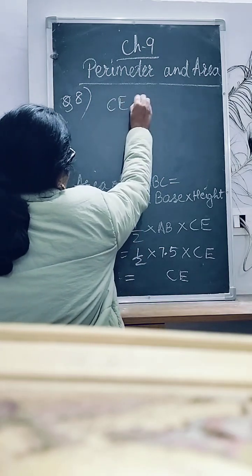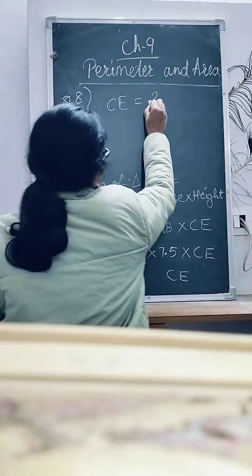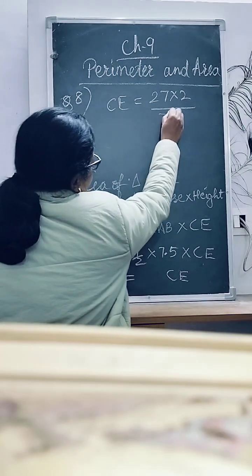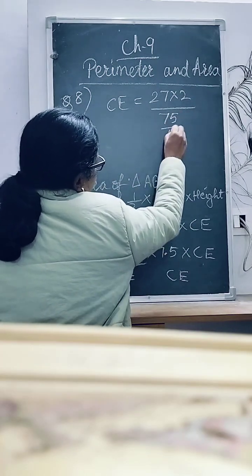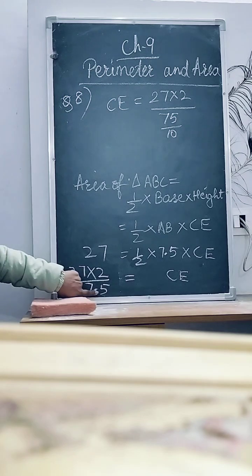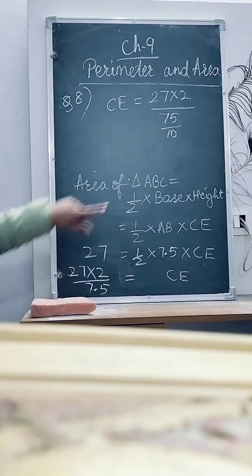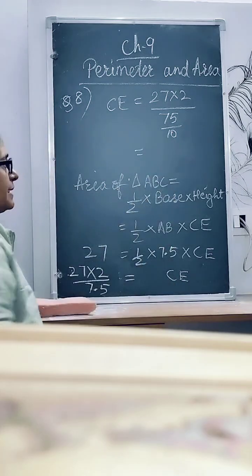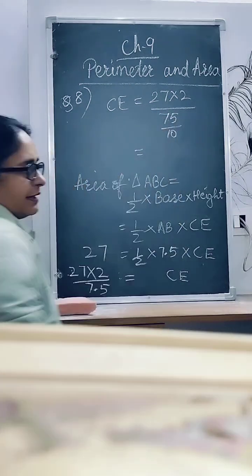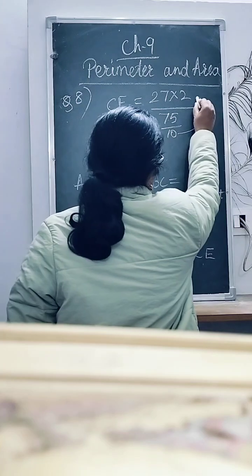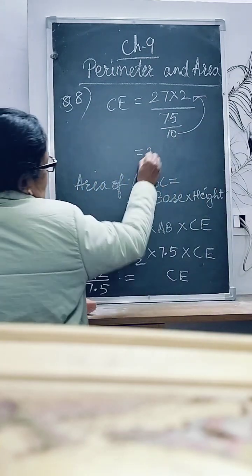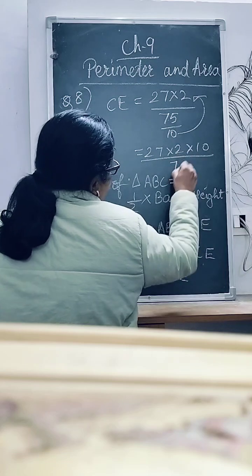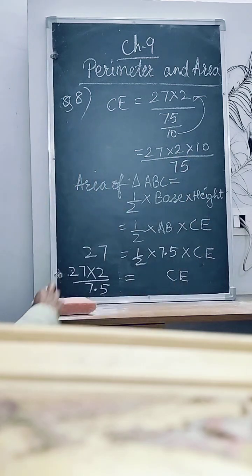Now let us find CE. So CE equals 27 into 2 upon 7.5. I am multiplying by 10 in the numerator and denominator. After the decimal in 7.5 we have one digit, so we place one 0. The term 10 goes along with the numerator. So 27 into 2 into 10 upon 75.